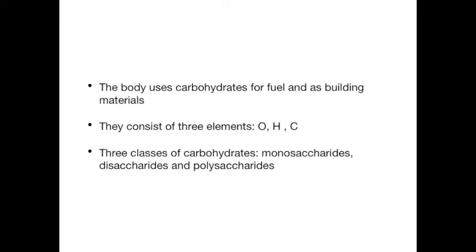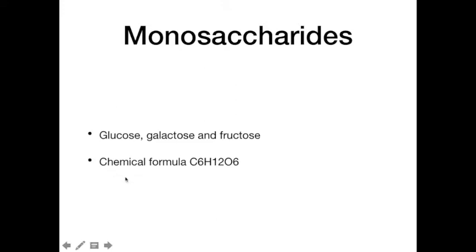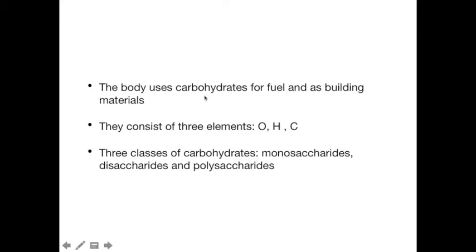Carbohydrates. The general chemical formula of carbohydrates is this, for monosaccharides. You see, the word saccharide refers to a sugar. This means sugar. And carbohydrates can be either monosaccharides, disaccharides, or polysaccharides. We will see what each of these are.